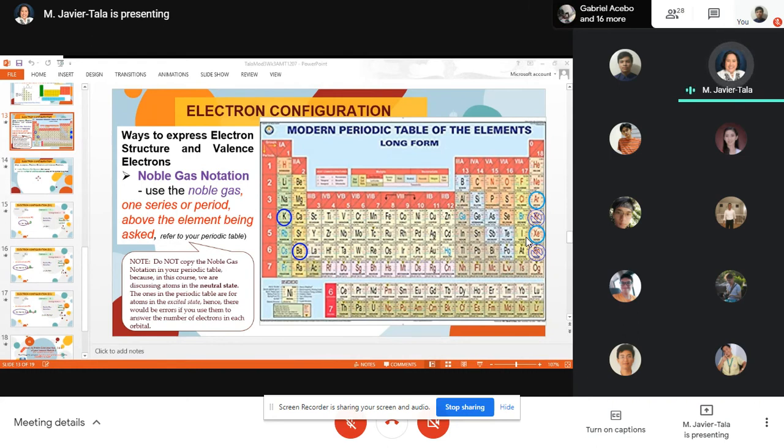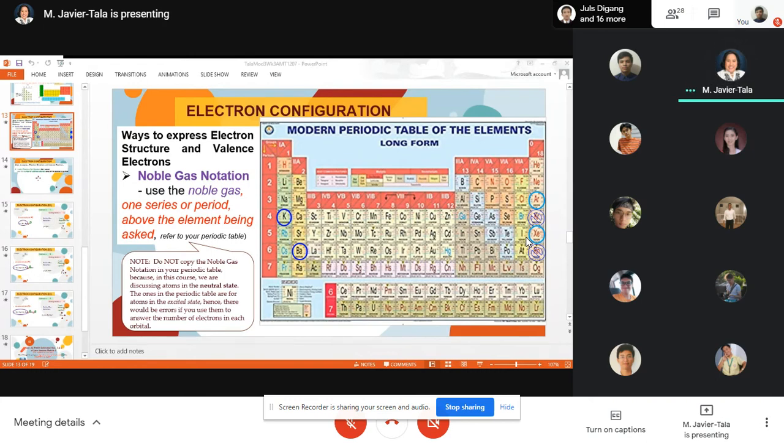Then if ever you will be asked to write the noble gas notation of barium, as you can see in period 6, radon is the noble gas along period 6. But you will not use radon because it has a higher atomic number compared with your barium. What you will be using will be xenon.